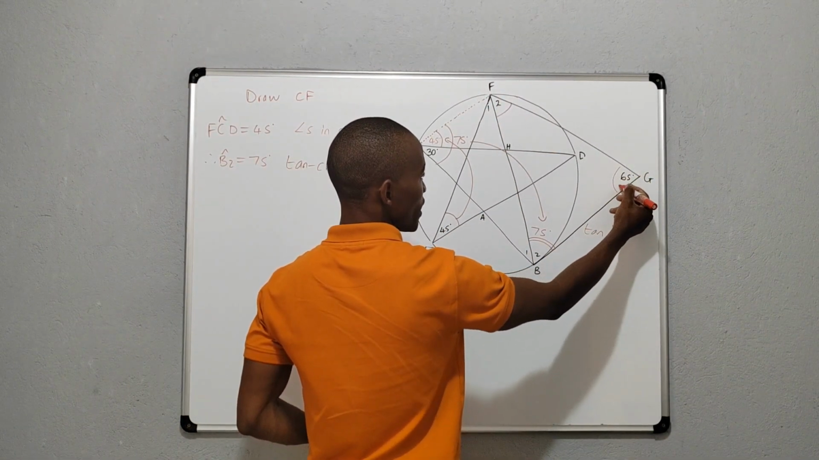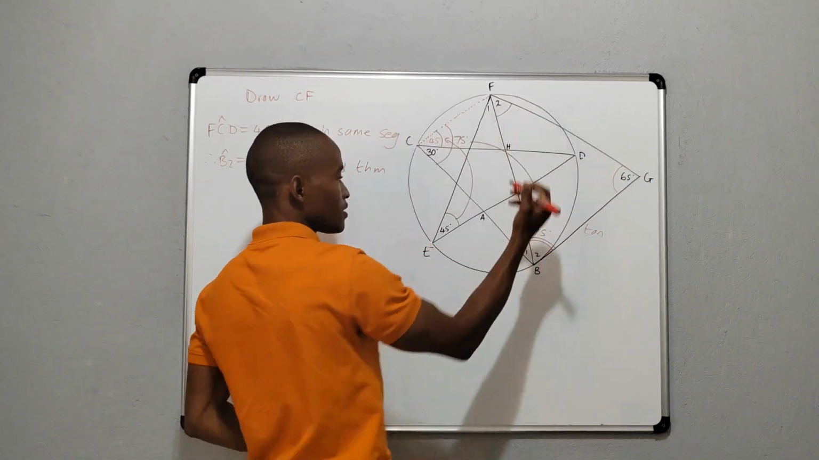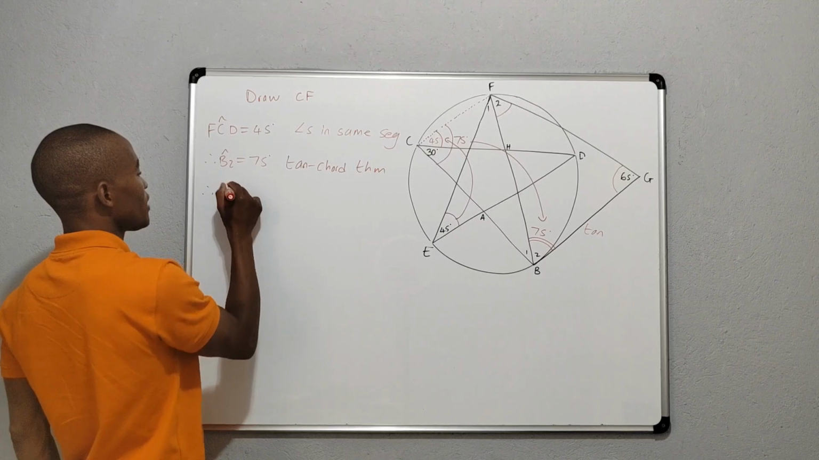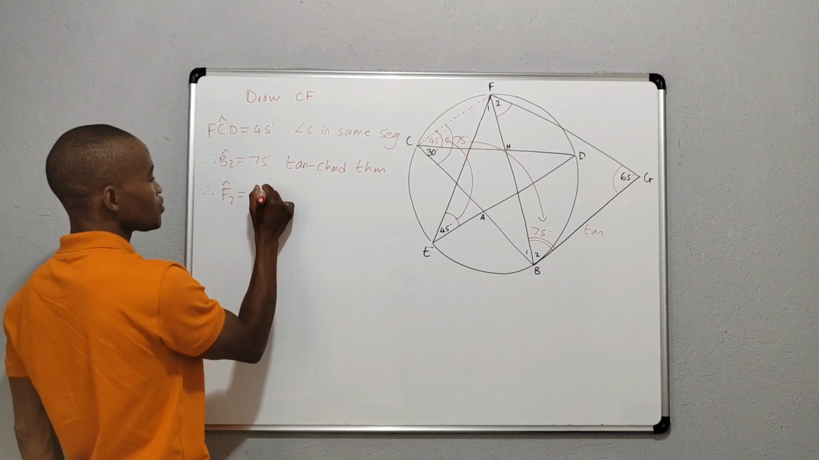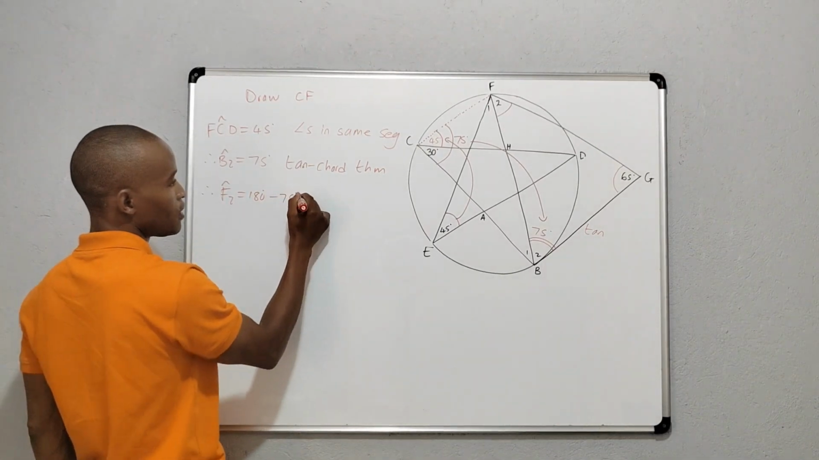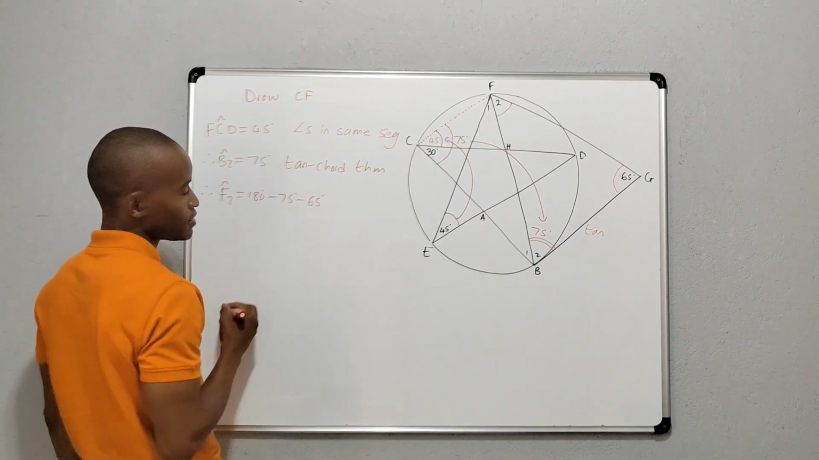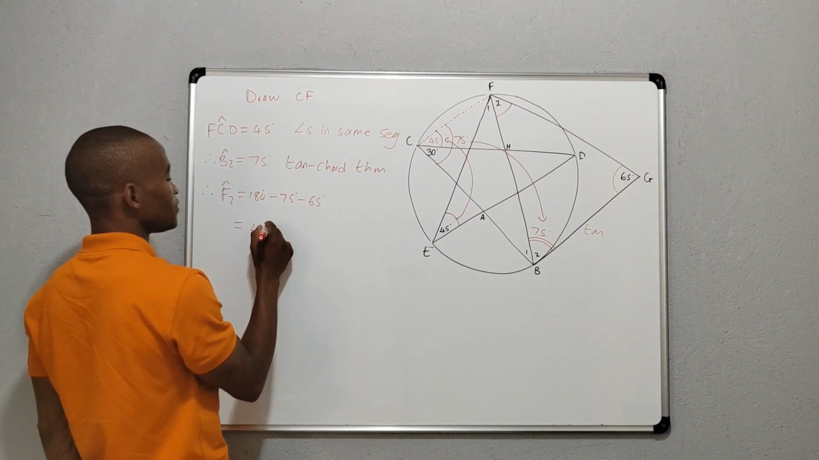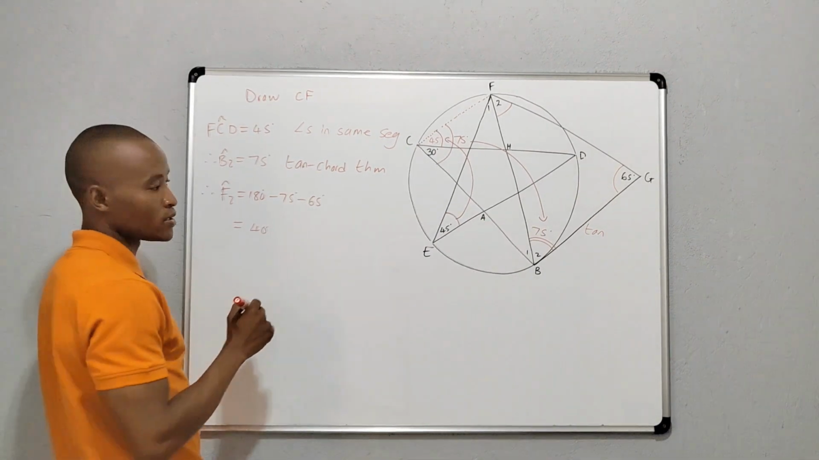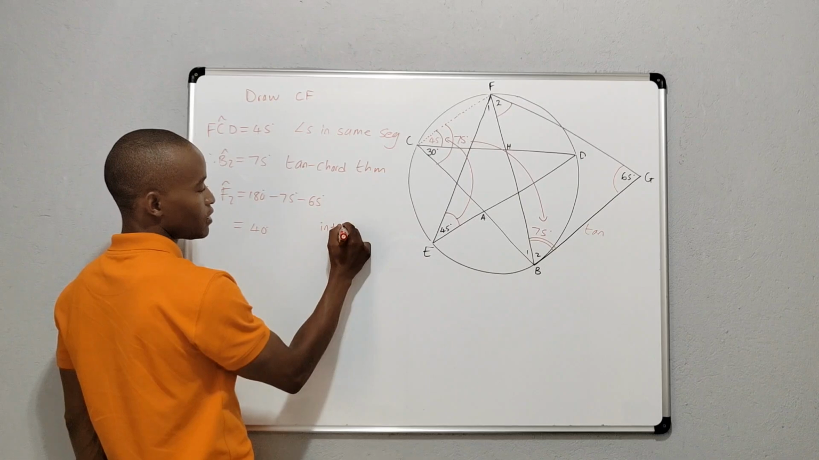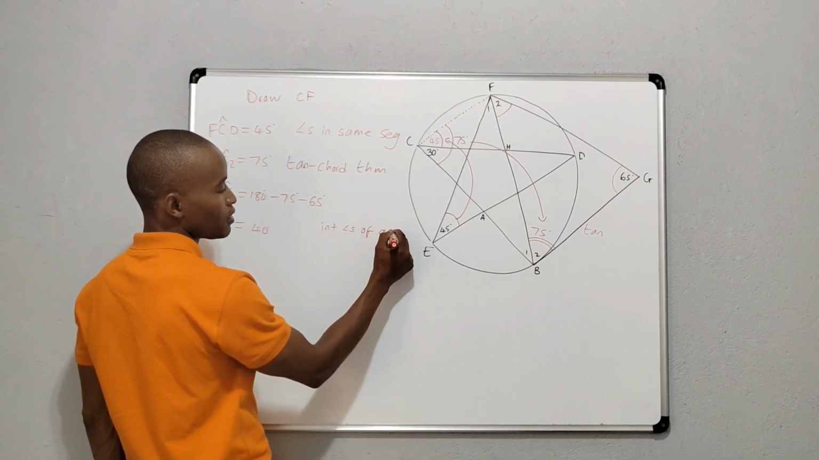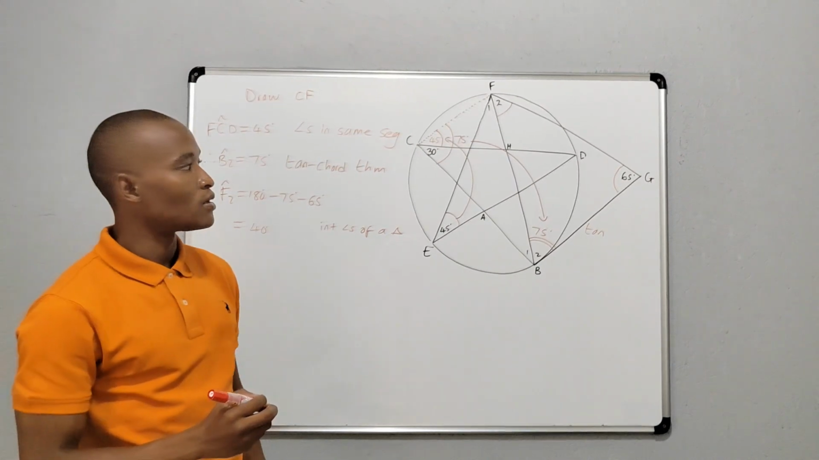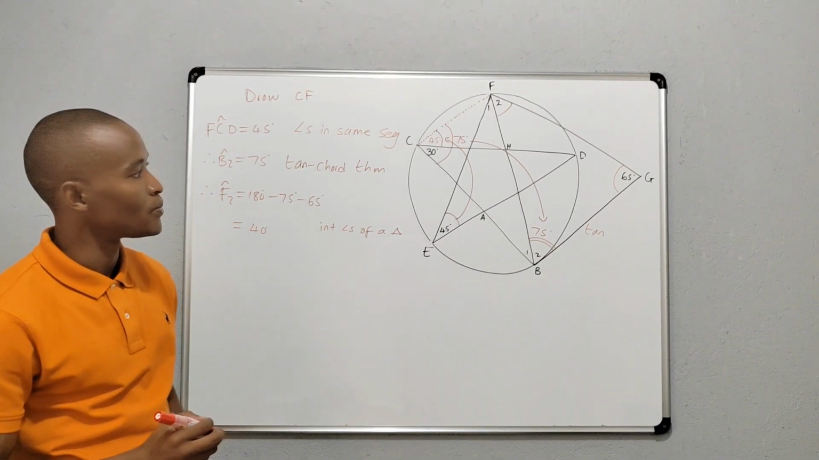Okay, and we are now in triangle FBG. We have two angles in the triangle. Can we find a third angle? Yes, and therefore angle F2 is 180 degrees minus 75 minus 65 degrees, giving us a beautiful 40 degrees. And the reason here is interior angles of a triangle. Right. So yeah, this was an interesting problem.